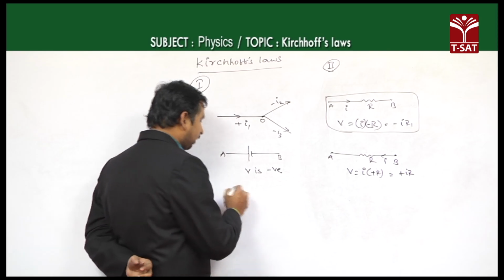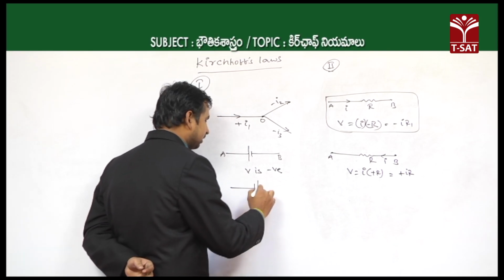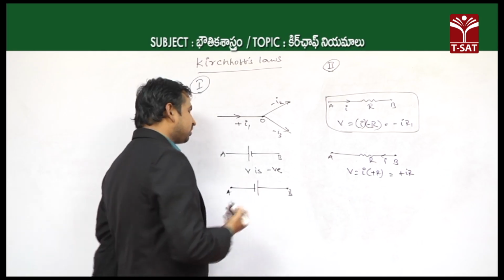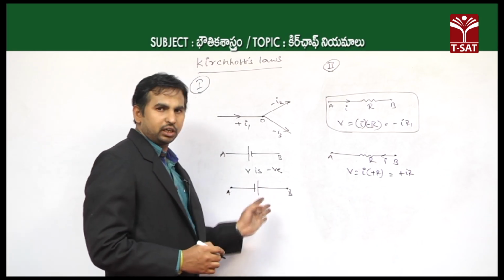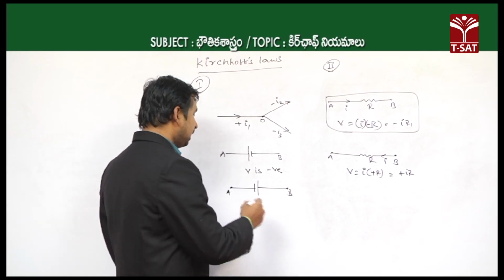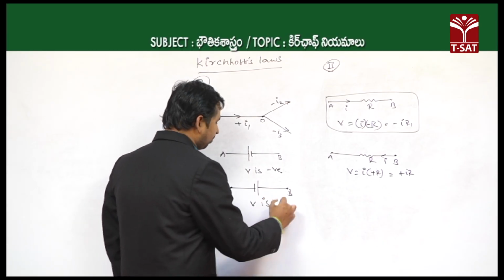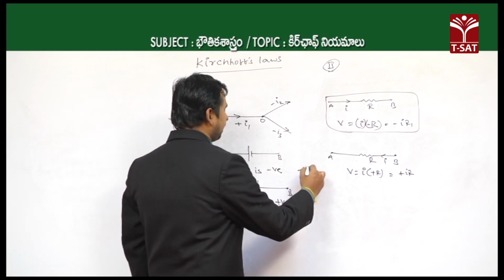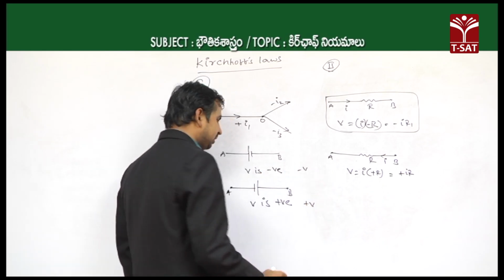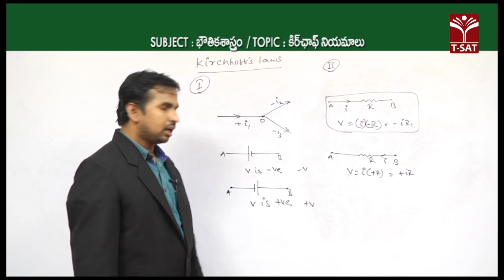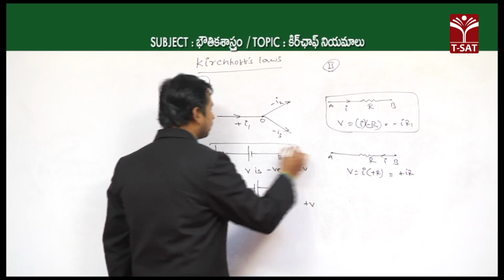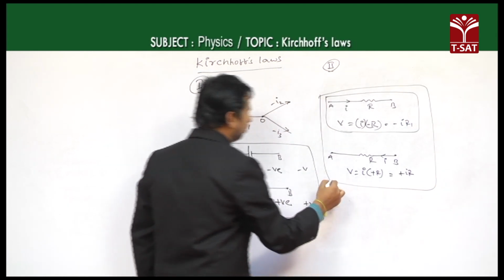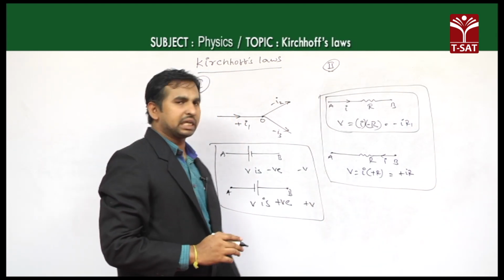Whereas if you are going from low to high potential, from A towards B, going from the low potential region to the high potential region, then V is taken as positive. So here it is minus V, and here we take plus V, if a voltage V is present. Like this, depending on the direction you are going while traversing a closed circuit or closed loop, we have to change the sign convention.